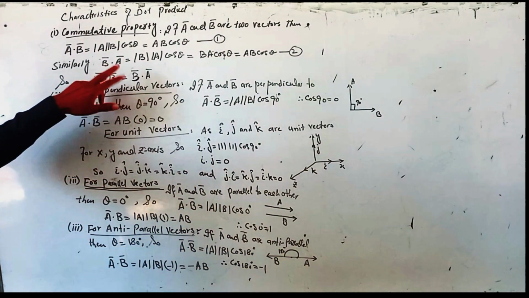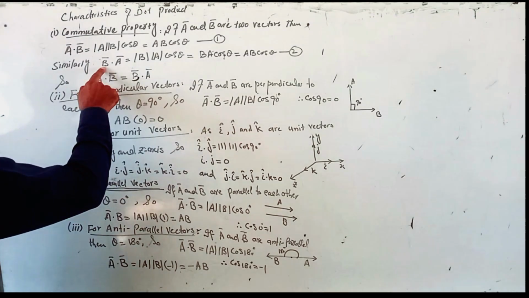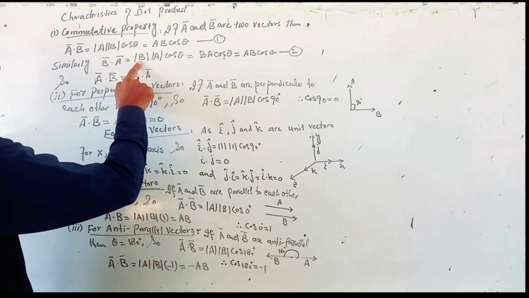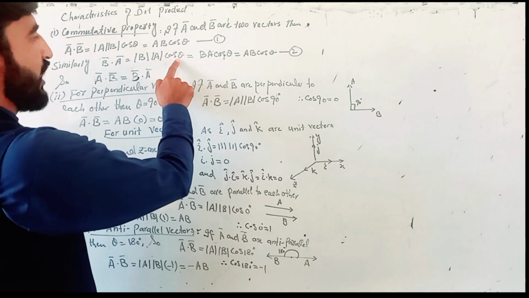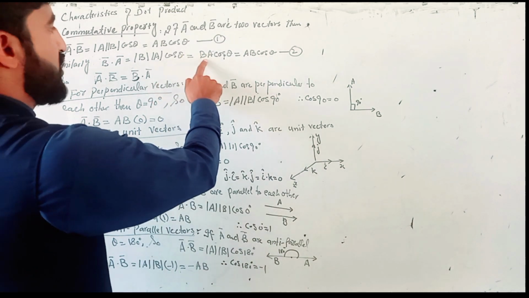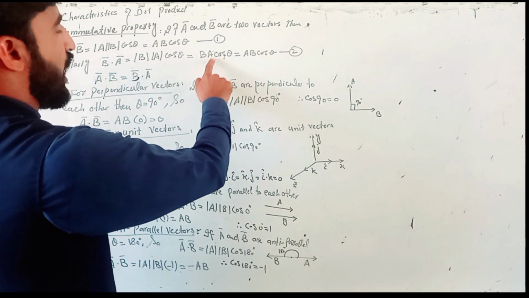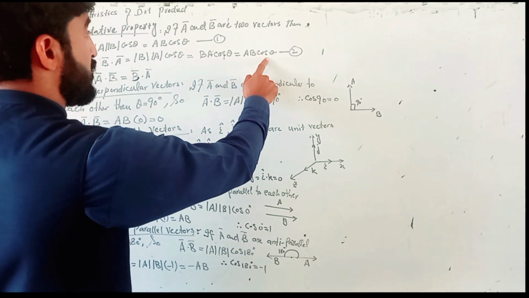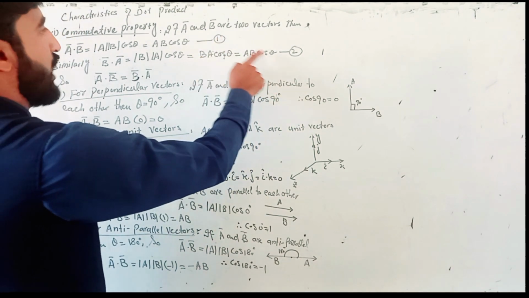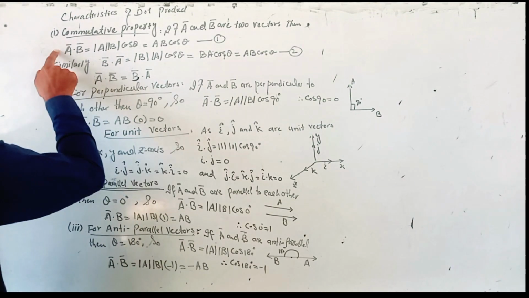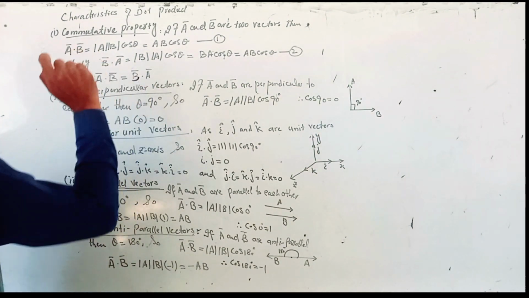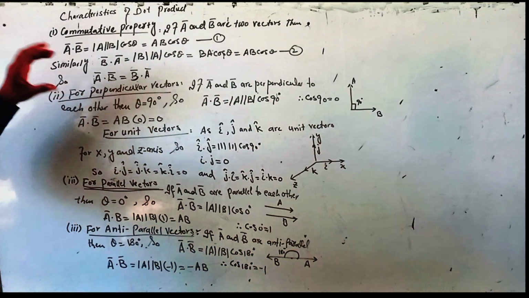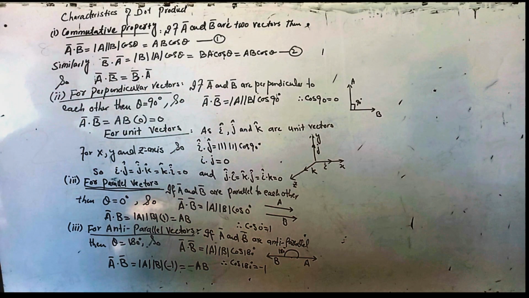Similarly, now we replace their positions. B dot A: first magnitude of B, then magnitude of A, and then cos of the angle between A and B. So it will become BA cos theta, or we can write it as AB cos theta. So from equation 1 and equation 2, it is clear A dot B is equal to B dot A. So we write it here, A dot B is equal to B dot A. It means dot product holds the commutative property.